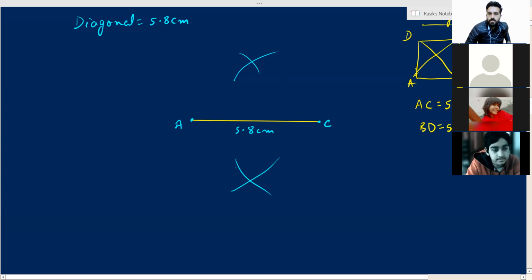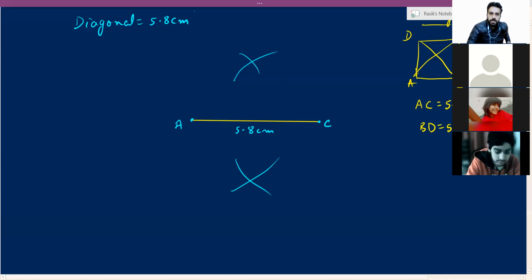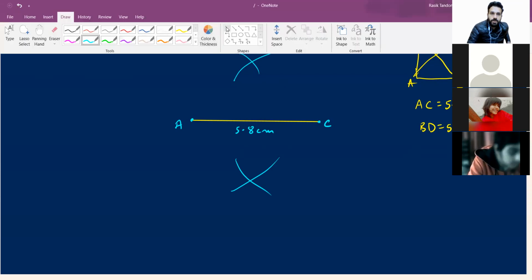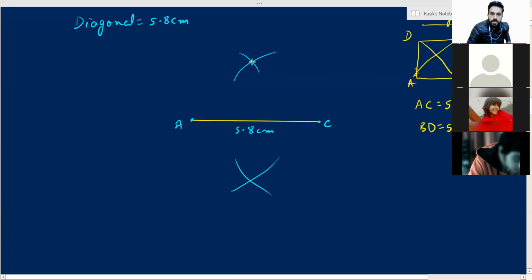Okay, without changing the radius. Now when you join these two points of intersection, you will get a perpendicular bisector of AC.